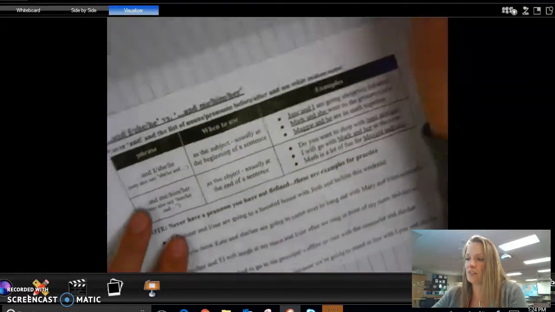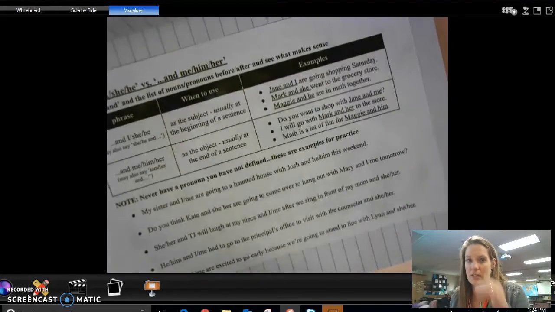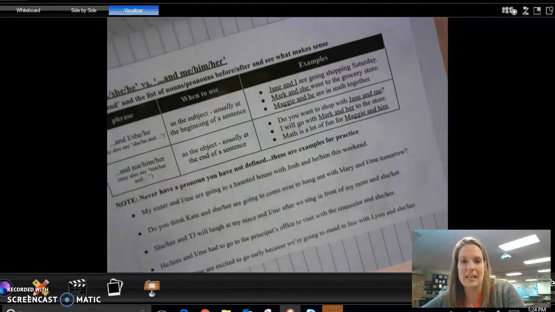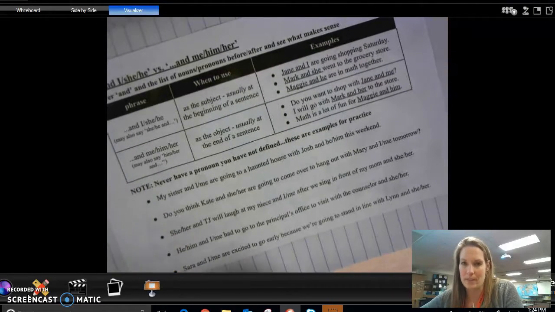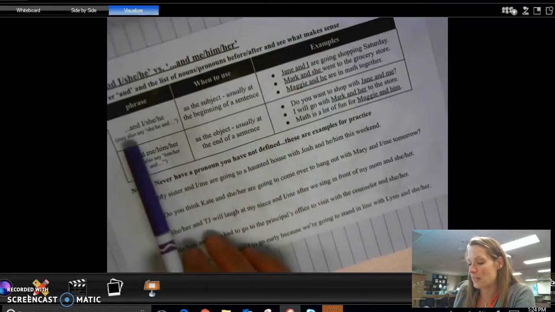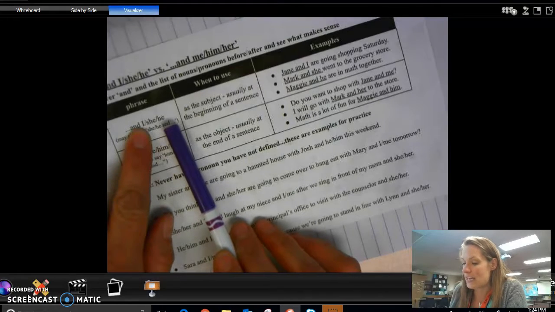When you see a list followed by an "and" and a pronoun, so he, she, it, they, them, I, me, etc., you will cover up the "and" and the list before it, and you will ask what makes sense. So let's take a look at the two different ways that we phrase this. So we have "and I" or "and she" or "and he."